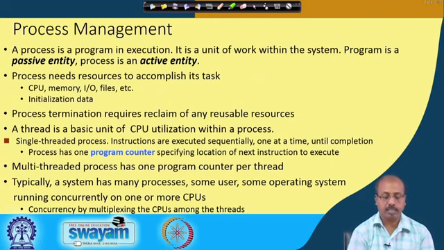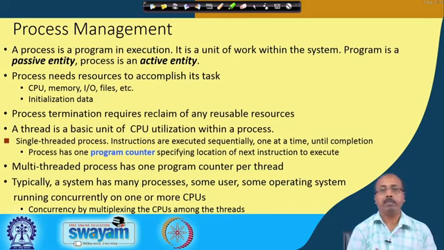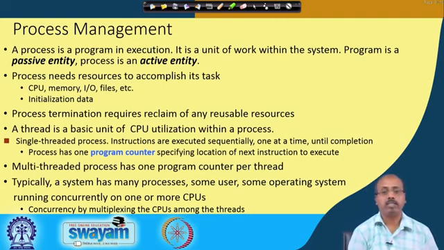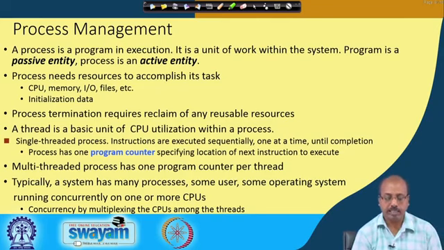Concurrency is done by multiplexing the CPUs among the threads. If I have, say, 4 CPUs and there are 10 processes or 10 threads, then I cannot execute all 10 of them simultaneously, but I can take up 4 of them, give them to 4 CPUs, 4 cores. Then after some time I take back these 4 and give another set of 4 threads for execution. So, that can be done. That way there is a concept of time multiplexing among the threads.